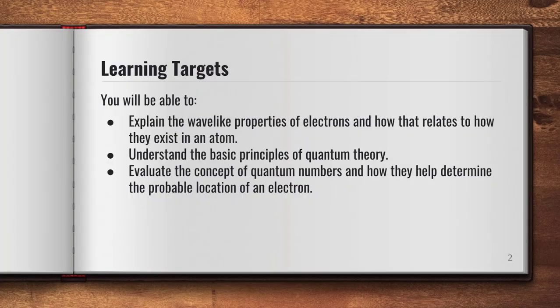Our learning targets for today: you will be able to explain the wave-like properties of electrons and how that relates to how they exist outside of an atom. You'll also be able to understand some basic principles of quantum theory and evaluate the concept of quantum numbers and how they help determine the probable location of an electron. A lot of heavy stuff in this particular video. Hopefully you'll be able to follow along and we'll be just fine.